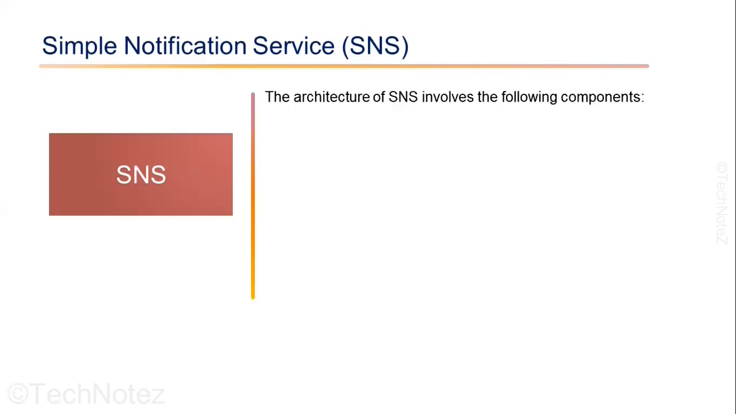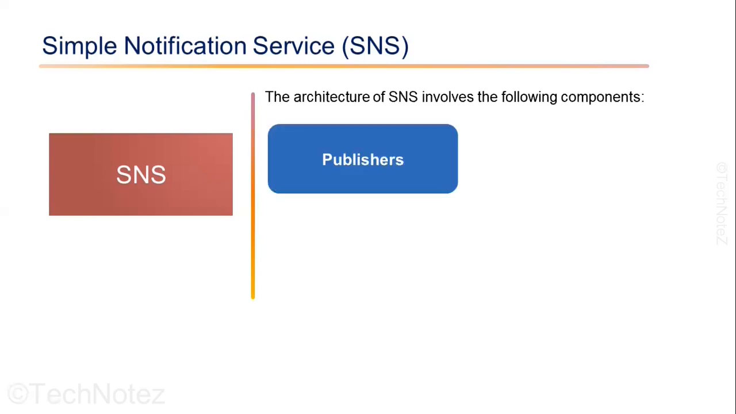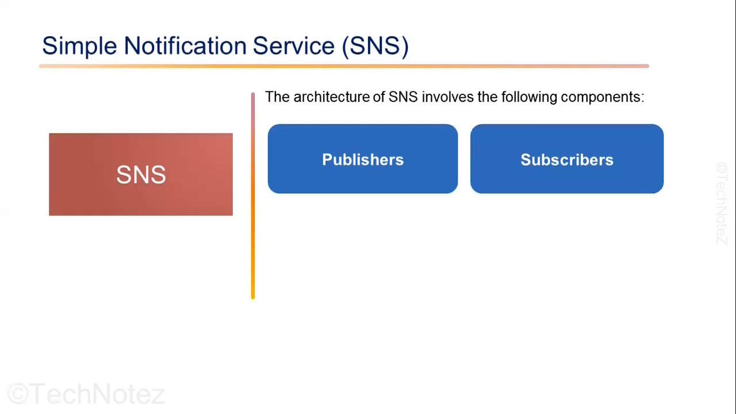The architecture of SNS involves the following components. Publisher. These are applications that send messages to SNS. A publisher sends a message to an SNS topic. Subscribers. These are applications that receive messages from SNS. The message is delivered to all subscribers that are subscribed to the topic.